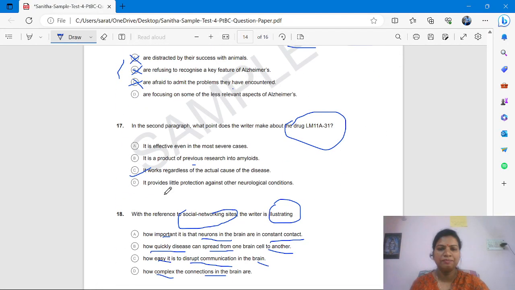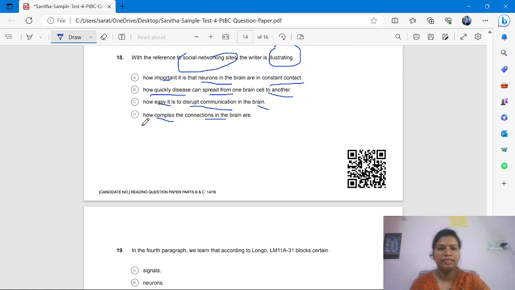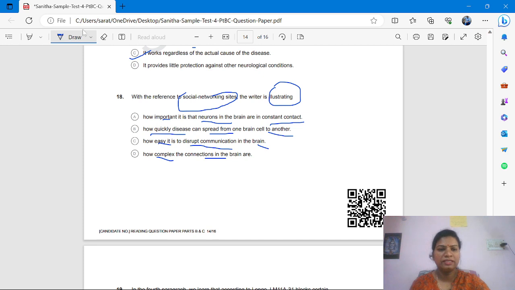So come to the options. What is 18? With reference to social networking site, the writer is illustrating how important it is that neurons in the brain are in constant contact. Is it saying anything about it? How important it is that neurons in the brain are in constant contact? Is it saying anything about this option?